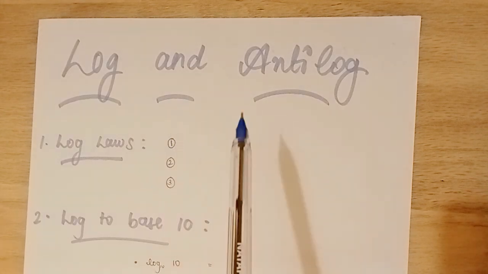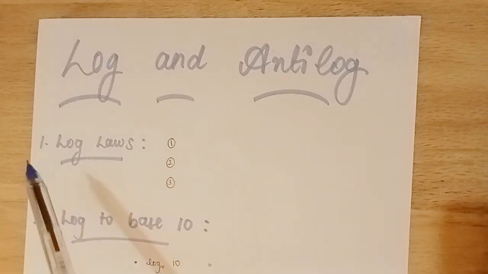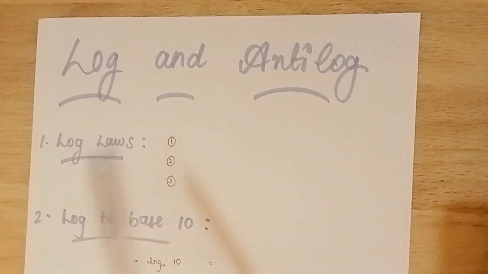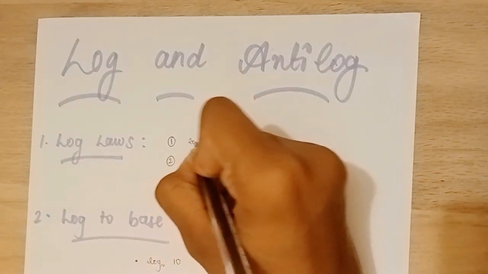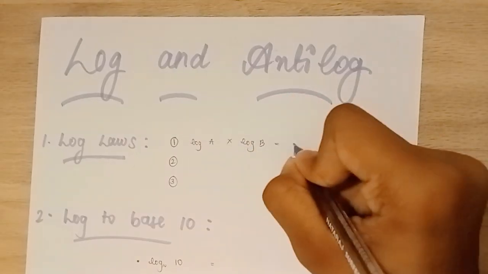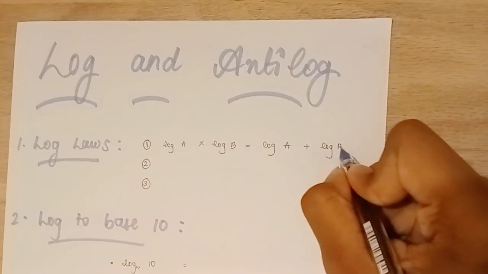How to do log and antilog. But before going to that, you need to know so many things. Starting off with the logarithm laws. So there are mainly three types of laws. First one is log A multiplied with log B is equal to log A plus log B.